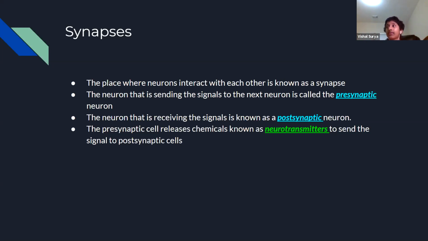The presynaptic cell releases chemicals known as neurotransmitters to signal to the postsynaptic cells. Keep in mind these three terms are really crucial: presynaptic, postsynaptic, and neurotransmitters are pretty prevalent terms in neuroscience in general. So knowing this is important, and we'll get into neurotransmitters a bit later, with different examples of them and how they work.